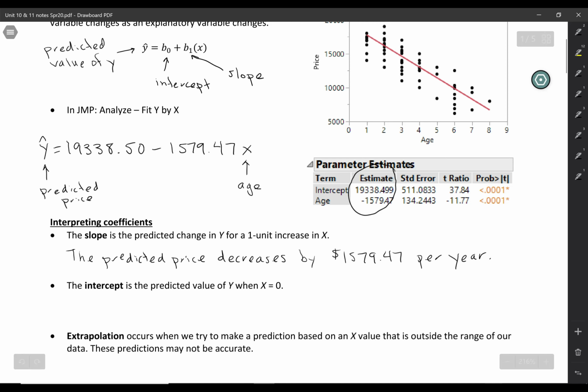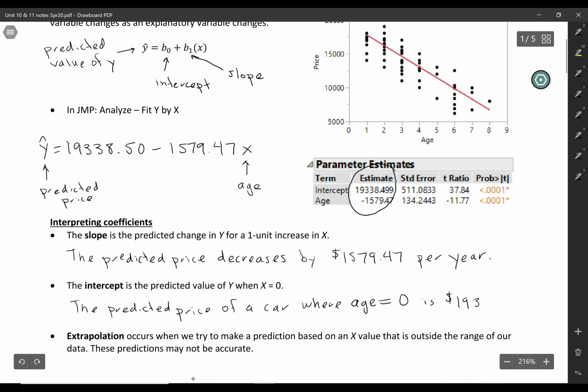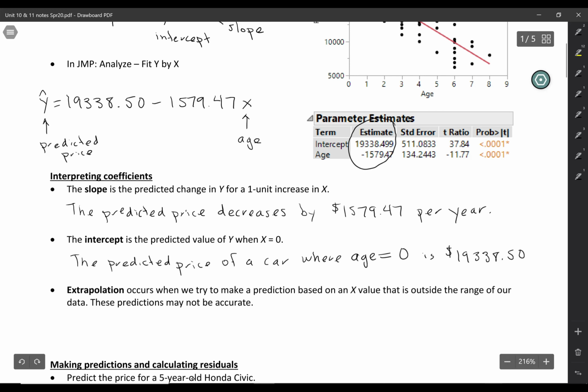And then the intercept, that's going to be the predicted value of y when x equals 0. So if you imagine plugging in 0 into this equation, that term would go away and you'd be left with just the intercept. Okay, so this is, in this context, the predicted price of a car where the x equals 0, so where the age of the car is equal to 0. Predicted price of a car where age equals 0 is $19,338.50.